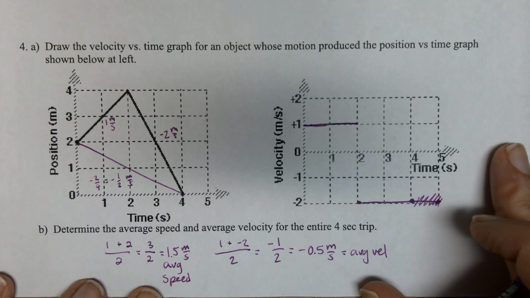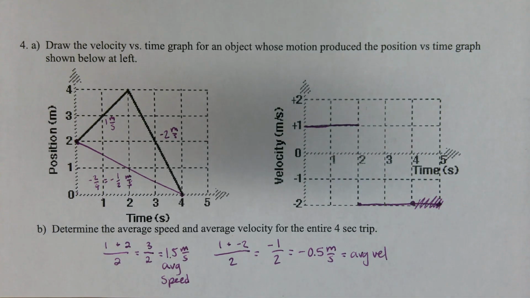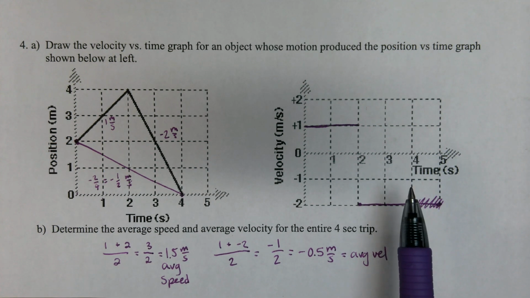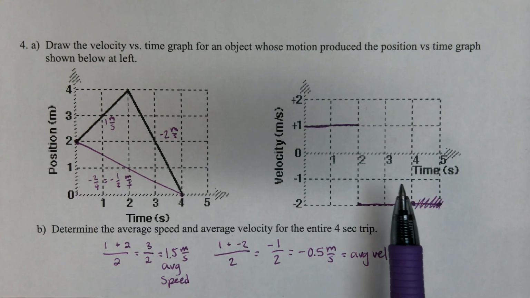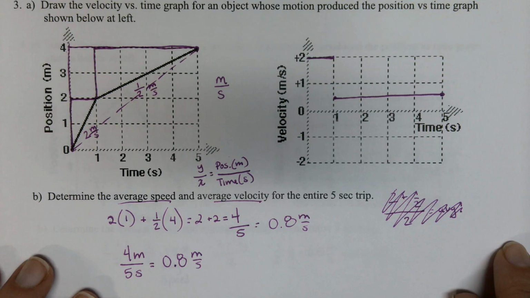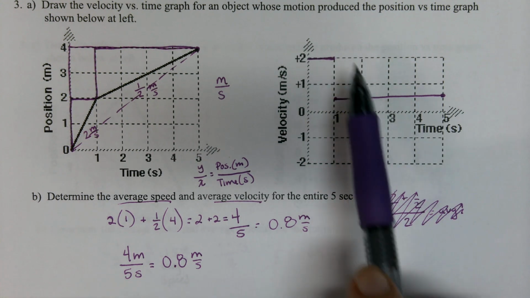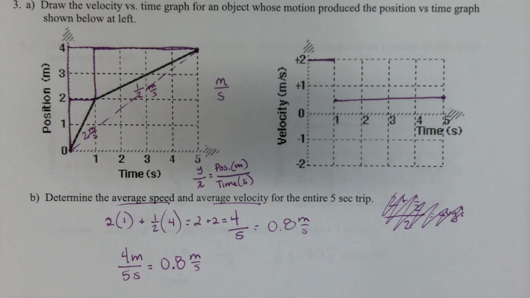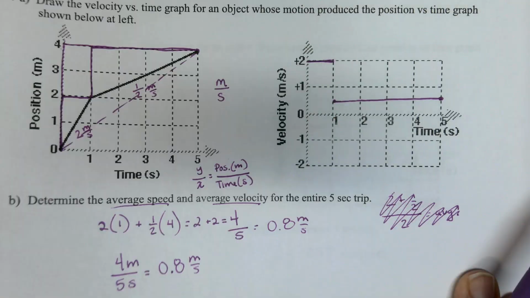So when the signs are different, the average speed and the average velocity will differ. Because velocity, the signs, the positive and negatives, are basically telling you direction. And velocity takes direction into consideration where speed doesn't. This one, the previous question, was the same because these were all positive. So it didn't make a difference. That's why the speed and velocity were the same on each one.